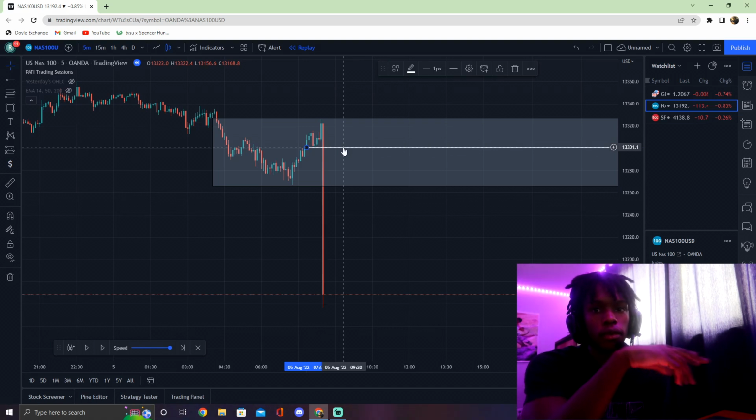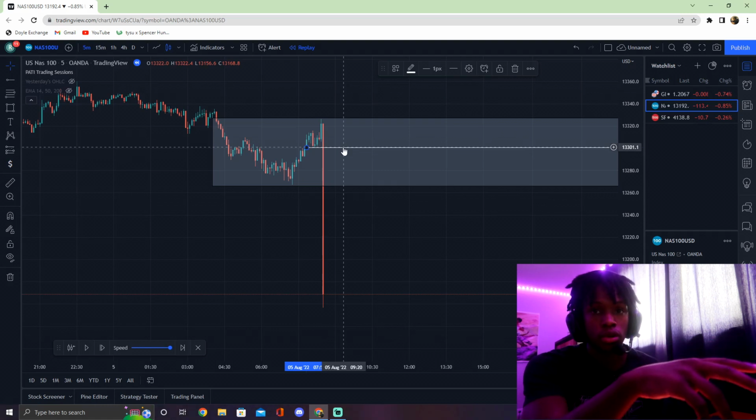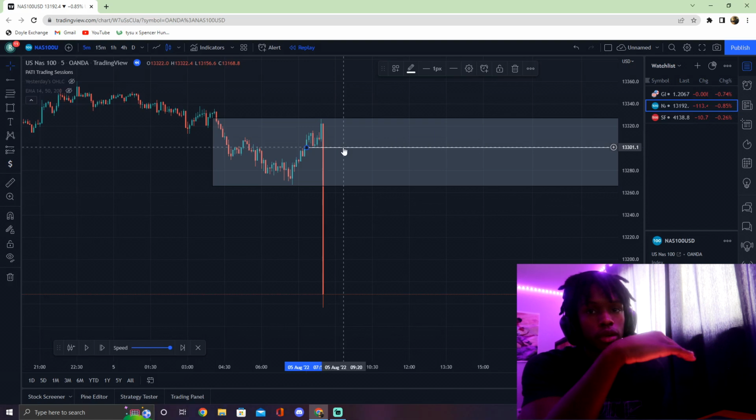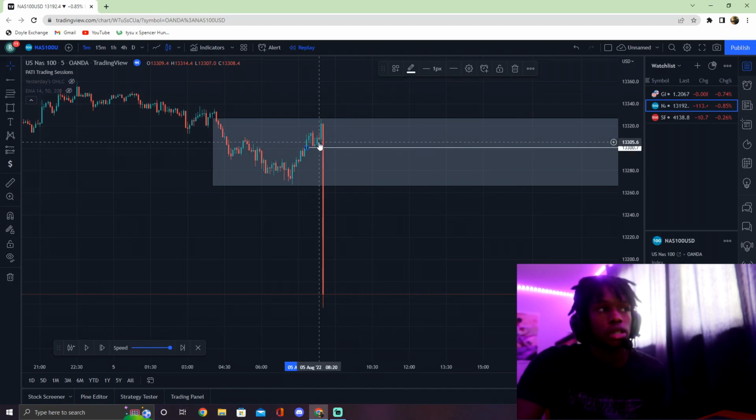So when you're looking for a 5 minute setup or 15 minute setup, and it retaps the zone, sometimes if you only have that first candle marked up, it won't hit that first candle. It might react off of the second or the third candle. So I'm gonna just get that line right there.